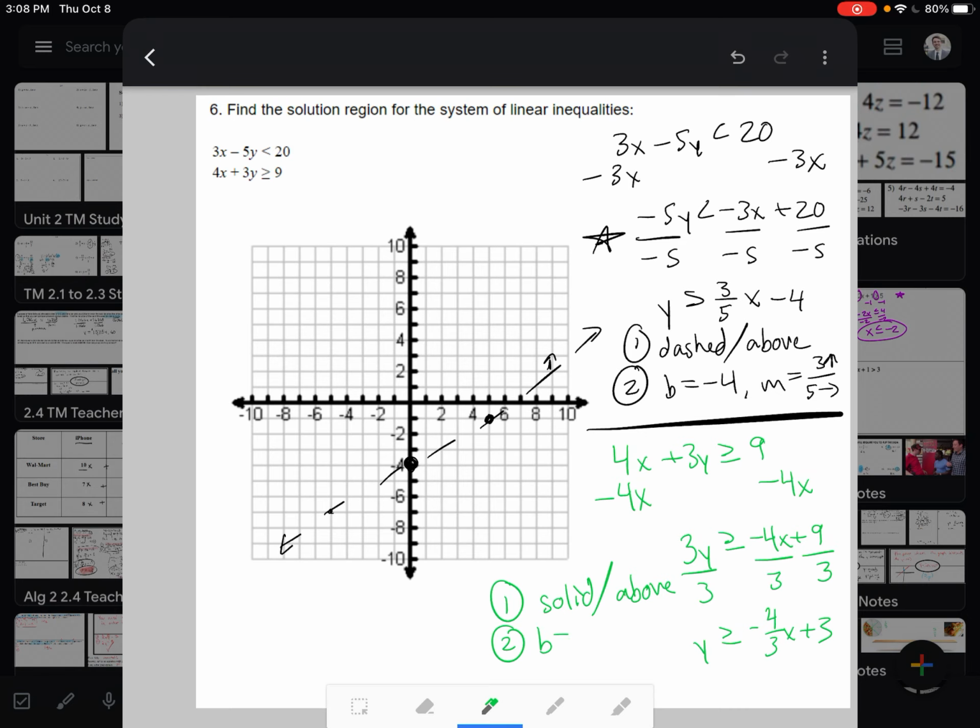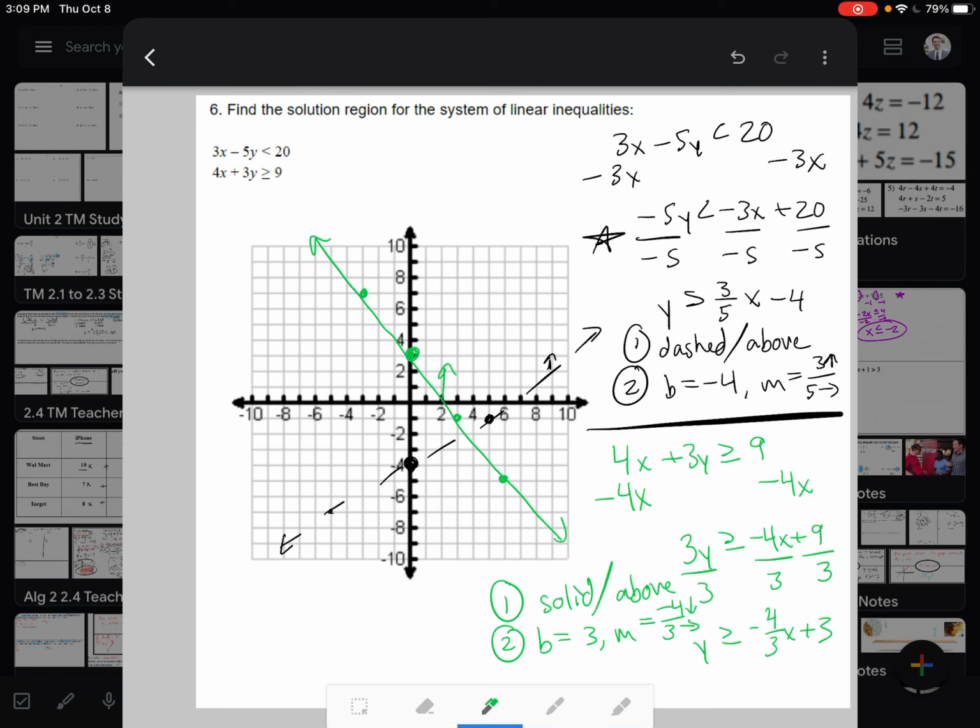Our annotation, greater than or equal to, means that we are solid and above. And secondly, we start off at b equals 3, and then for our slope, we'll call it negative 4 over positive 3. So right 3, down 4. So start off at b equals 3, we go down 1, 2, 3, 4, and then right by 1, 2, 3. All right, so we can draw our solid line.